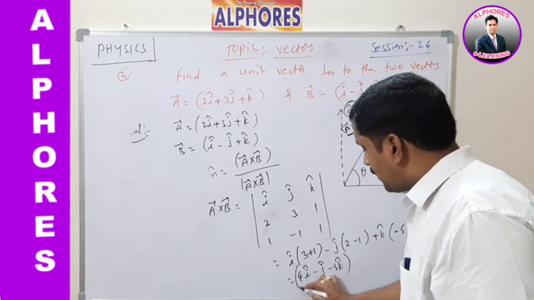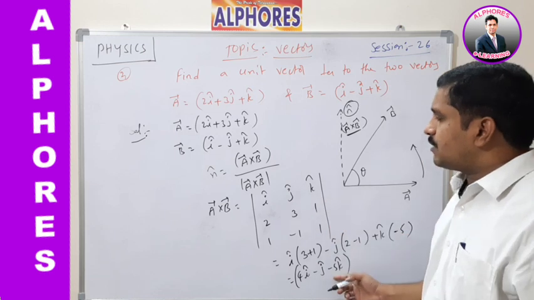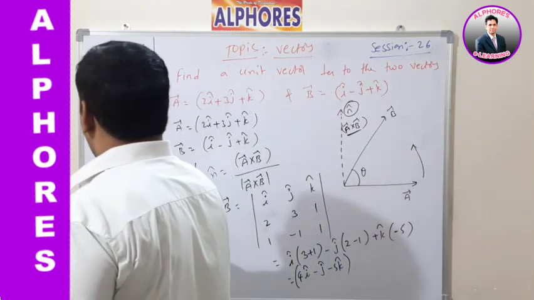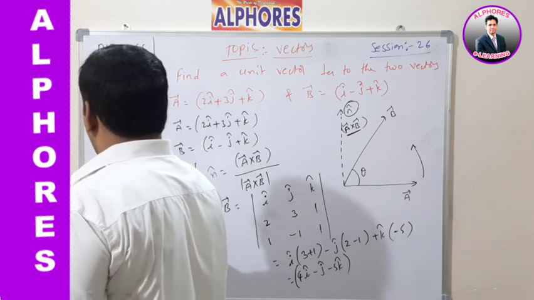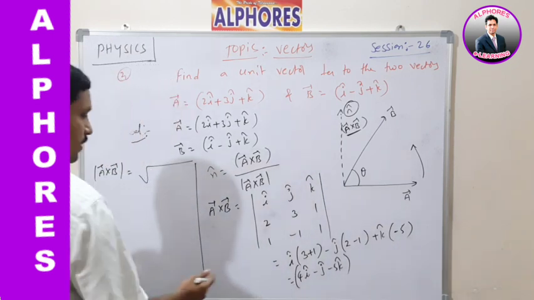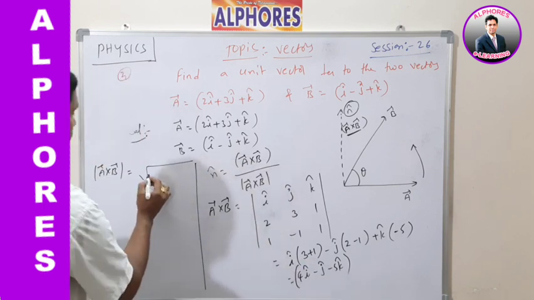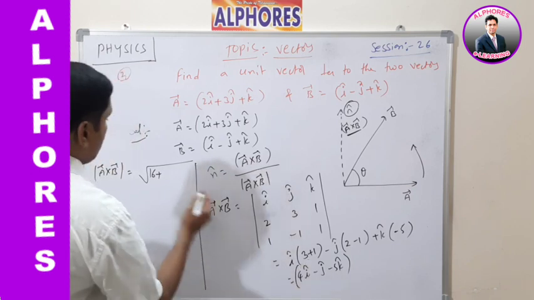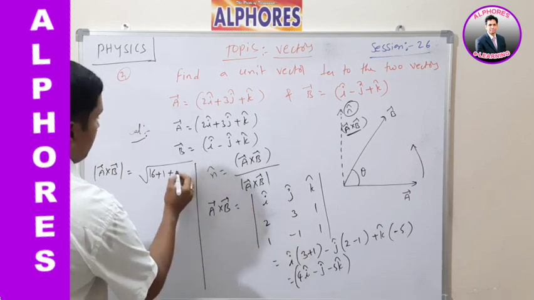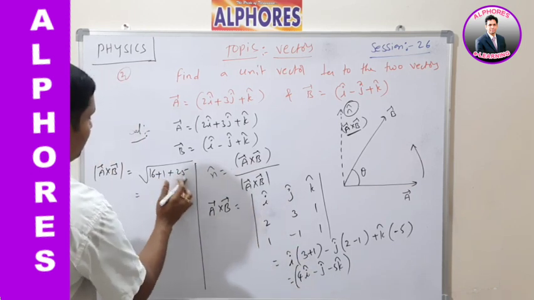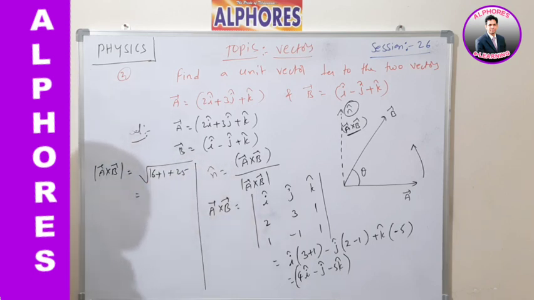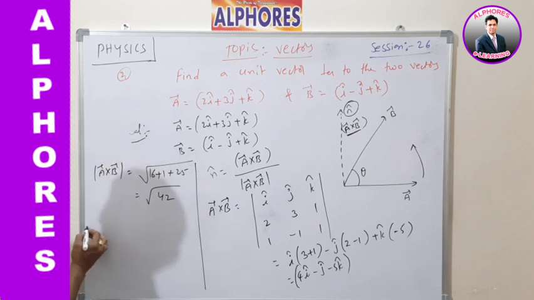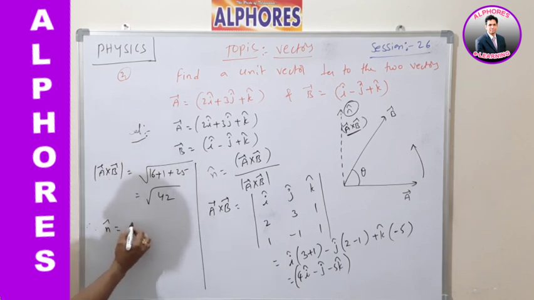So this is the cross product of these two vectors. After finding this cross product, what is the magnitude of this one? The magnitude of this vector, magnitude of a bar cross b bar, is equal to how much? Root of 16 plus 1 plus 25, squaring the i coefficient: 4 square plus minus 1 whole square, that is 1, plus 5 square, that is 25. 26 plus 16, how much is it? Root 42.